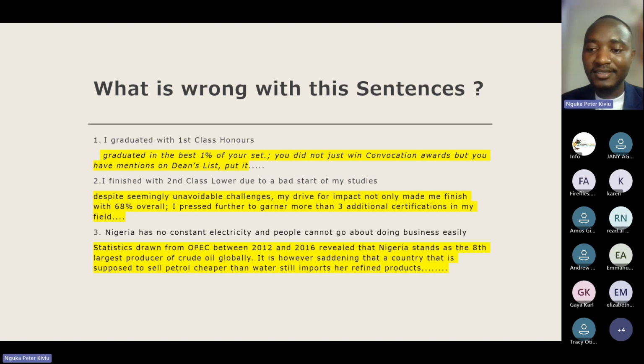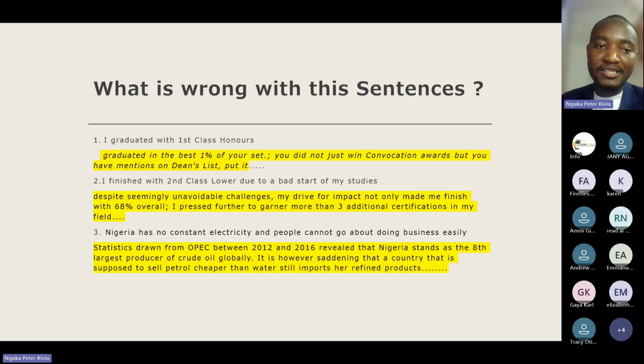So first class, we will be able to see it from the academic documents. But how can you write this thing differently? So you can say, I graduated in the best 1% of your set. You did not just win a convocation award, but you have mentions in the dean list. Tell us about these things. First class is the average. It's what other people have also achieved. But what is so special about your first class?